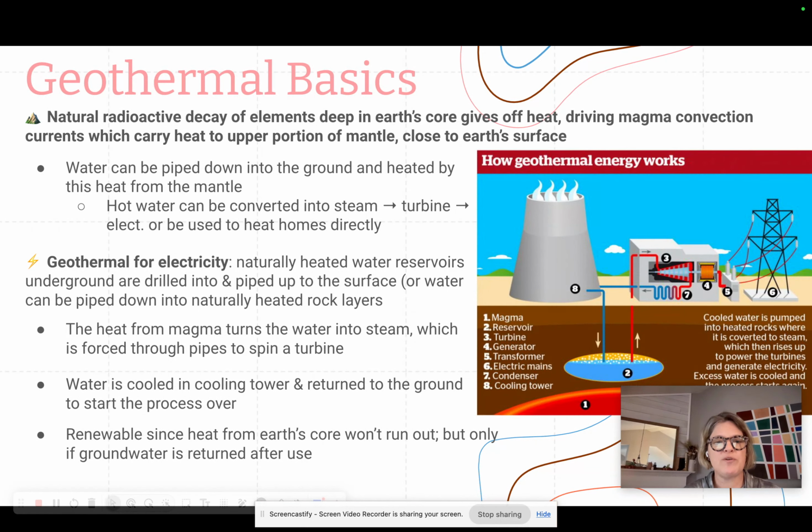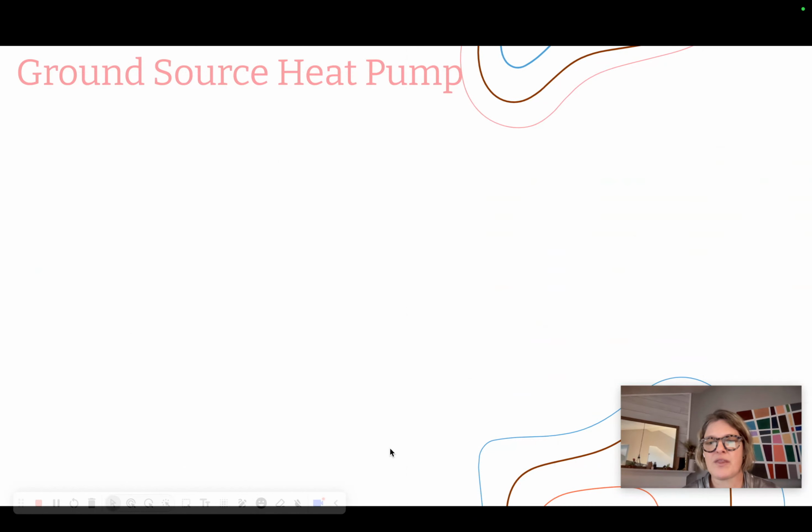This is a renewable form of heat since the Earth's core is not going to run out. When it does run out, we won't have life on the planet anymore, so that would be a real problem. But it's only renewable if the groundwater is returned after use. So if we take the water out of the ground and then put it back in the ground, that's when we consider it a renewable energy source.